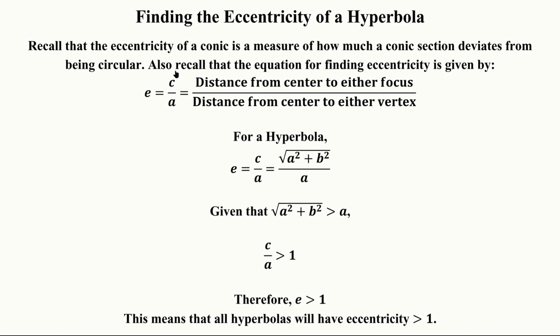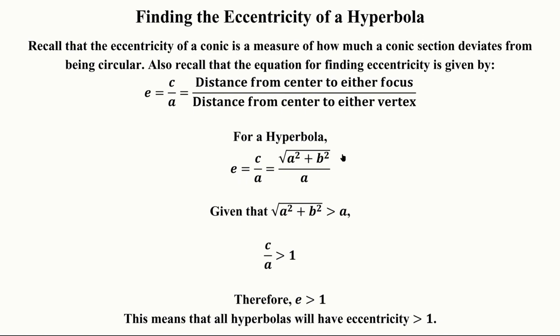So recall that the eccentricity of a conic is a measure of how much a conic section deviates from being circular. Also recall that the equation for finding eccentricity is e equals c over a, where c is the distance from the center to either focus and a is the distance from the center to either vertex.